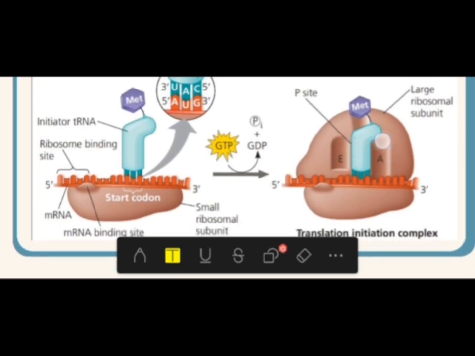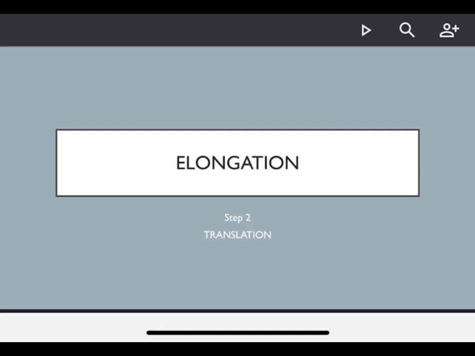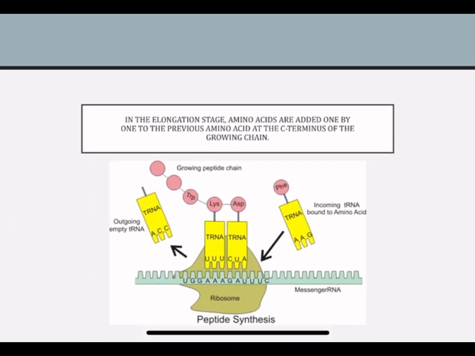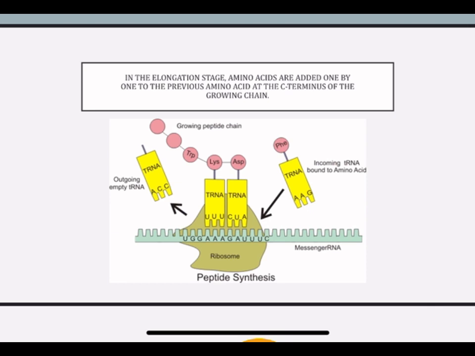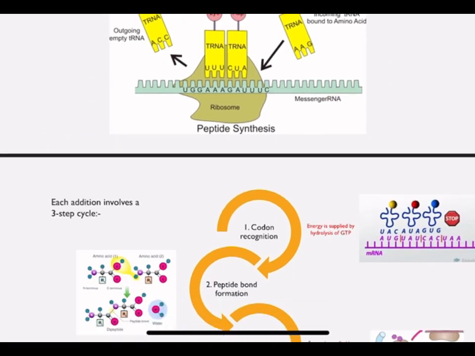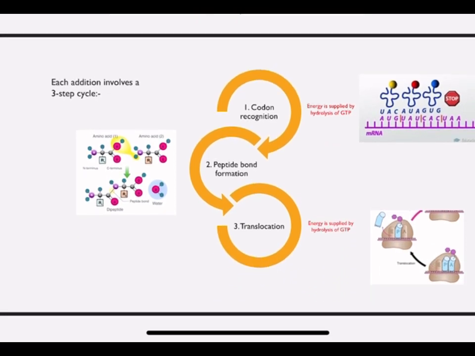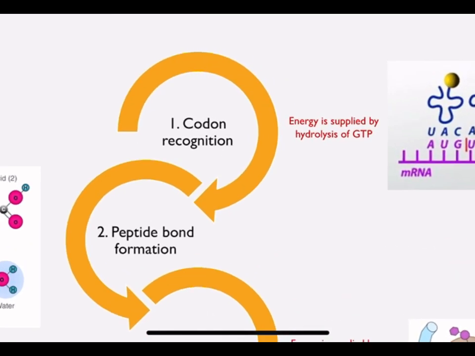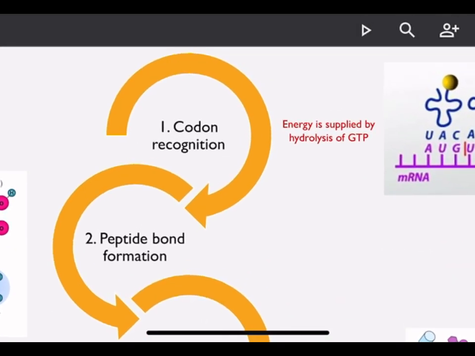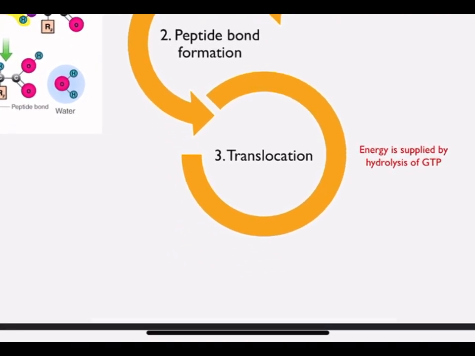Then it goes into elongation. After the initiation stage, there will be the elongation stage. In the elongation stage, amino acids are added one by one to the previous amino acid at the C-terminus of the growing chain. In this stage, there is a three-step cycle, which is codon recognition, peptide bond formation, and also translocation.